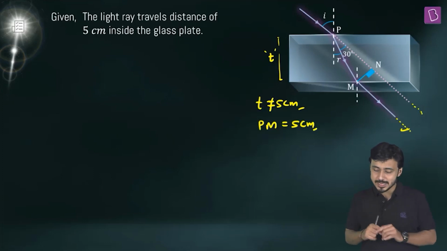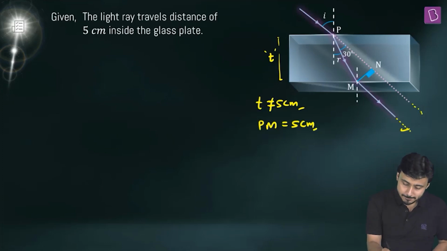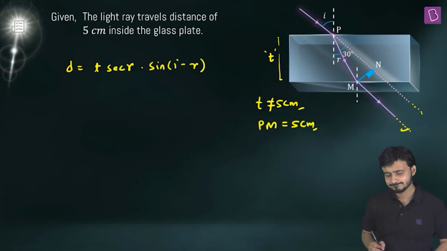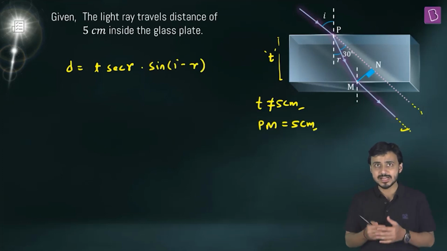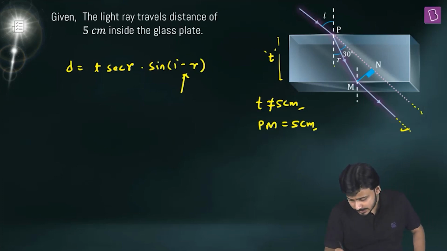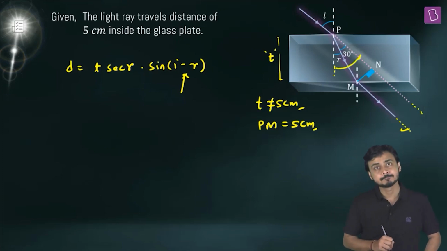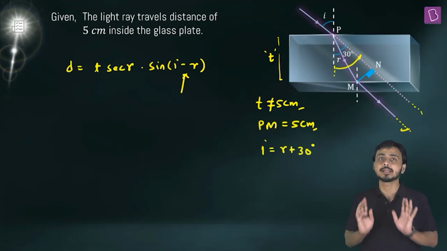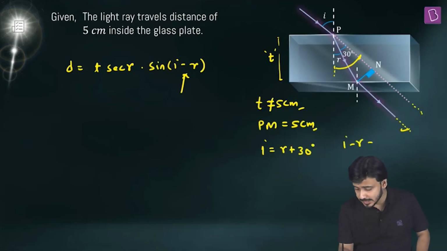Okay, sir. So we have to get lateral shift, so we can use the formula. I have just told you, right? What was the formula? For the lateral shifting, D is equal to T sec R or 1 by cos R into sine of I minus R. What do we know in that? You might be thinking, what is I minus R? Sir, this is complete I because opposite angle, right? So I is equal to R plus 30. From geometry, I can say that. Correct? So I minus R is equal to 30 degrees.